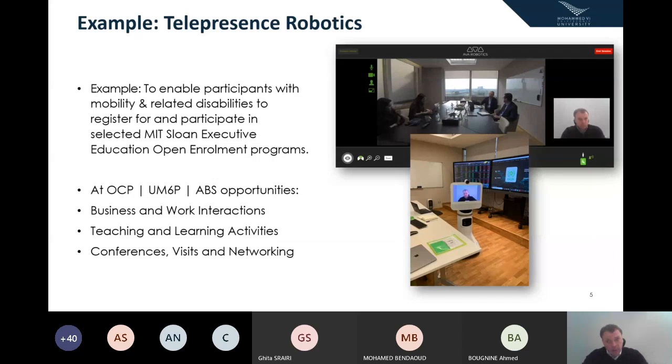In fact, as you can see from the photographs here on this slide, here at OCP, UM6P and Africa Business School, we're also interested in experimenting with robotics in a number of use cases, including working, meeting, teaching, learning, as well as remote visits and interactions. And you can see the pictures here taken, I think, a couple of weeks ago, just show some initial use of the robot at the OCP offices in Casablanca. And as we move forward, of course, with these experiments, we look forward to sharing the results with you in the very, very near future.